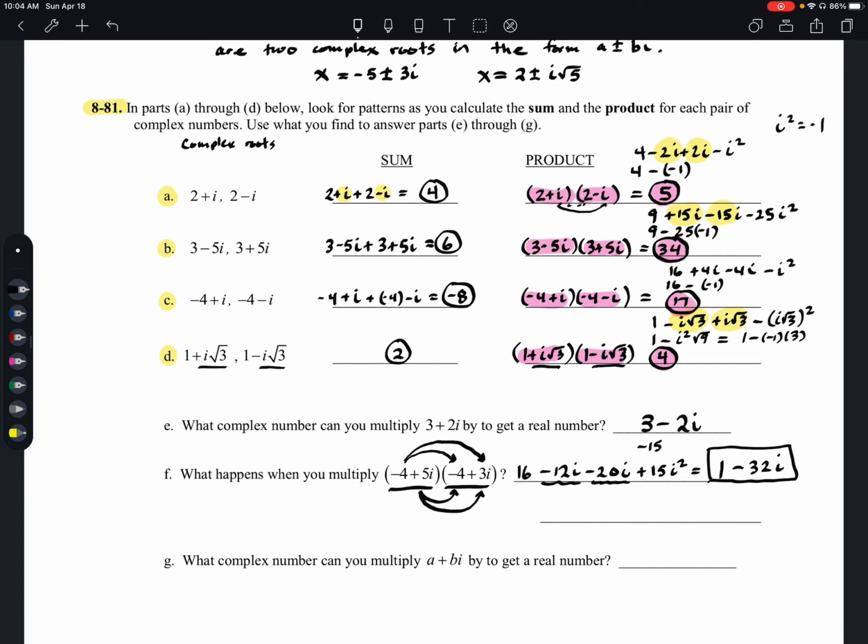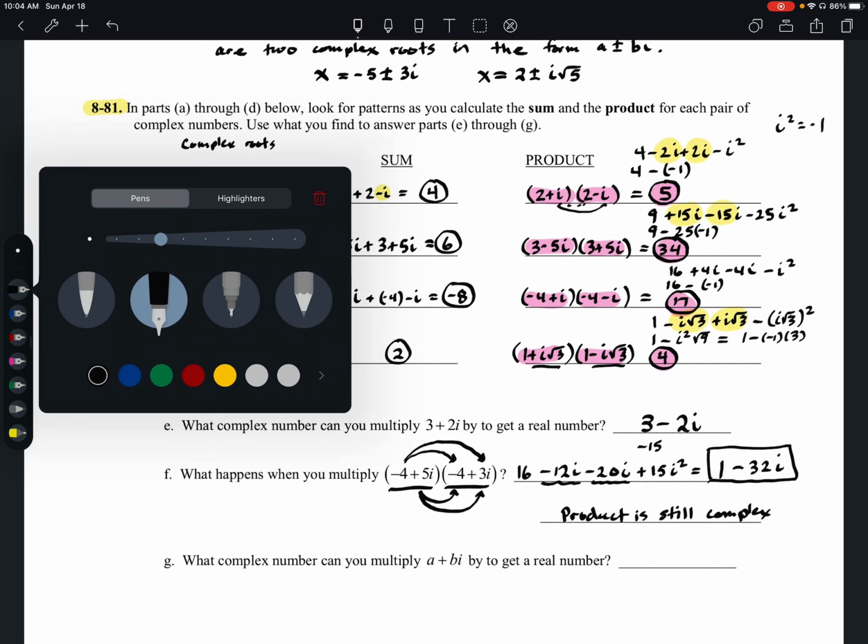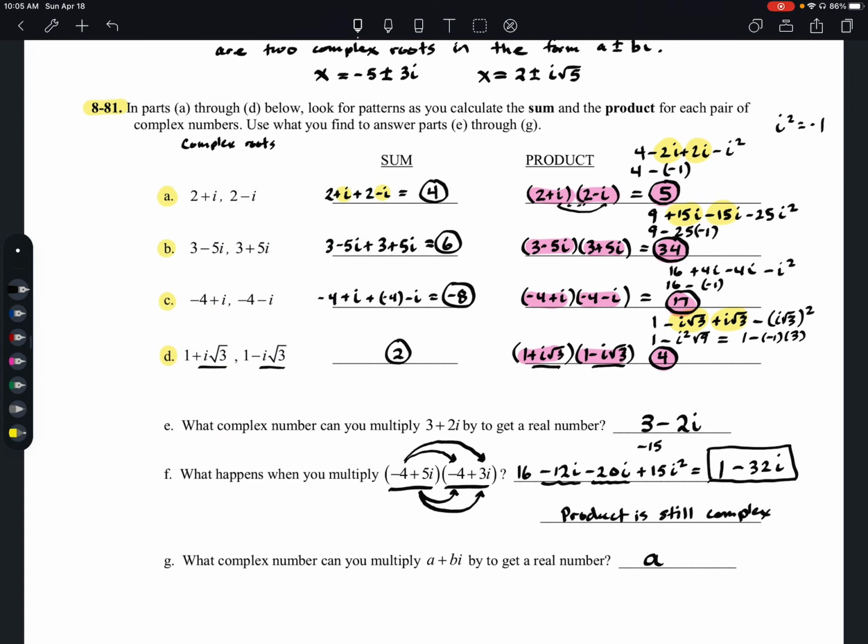So these ones aren't really following the pattern that we have above. Therefore, our product is still complex. Right? It's still a complex number. Now, G says, what complex number can you multiply a plus bi by to get a real number? So this is the general form. We should be able to multiply this by a minus bi.